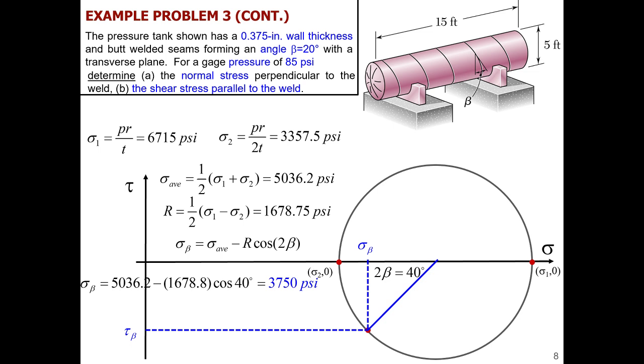Okay, we already discussed tau, but let's put it here again. Tau of beta will be nothing but the radius multiplied by the sine of the angle here, which is 2 beta, 40 degrees, and that will appear here. So we take the radius and the value of sine 40 degrees, and then we have a little bit more than 1 ksi for the shearing stress. Basically, we calculated everything here, right?